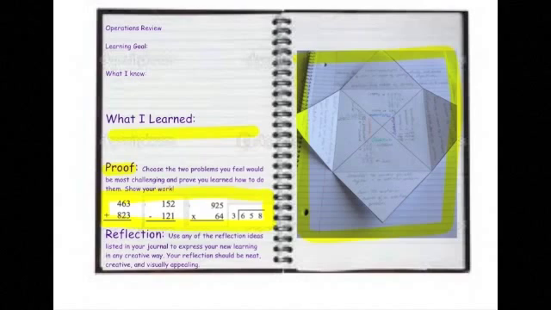Lastly, you're going to do your reflection on your own. And you can use any of the reflection ideas listed in your journal on your left-hand side example page. So your reflection should be neat, creative, and visually appealing. This is the complete notebook page that you should bring back to class with you.